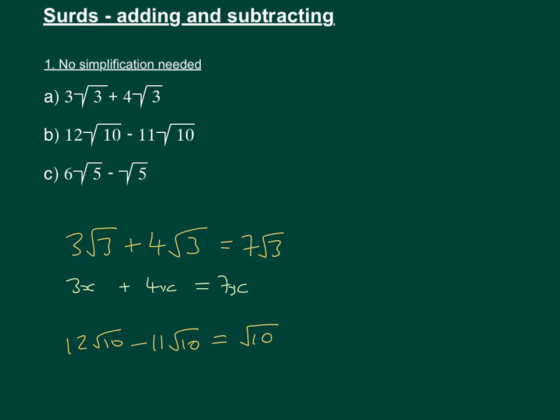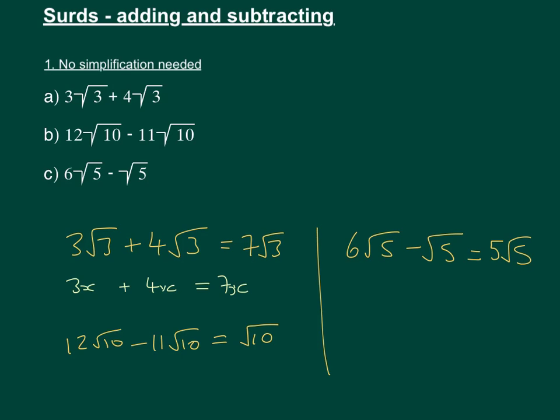And then the final example, one that throws a lot of students sometimes, 6 root 5 minus root 5. Lots of people might give an answer of 6 here, but what we're actually doing is 6 root 5 minus 1 root 5, which leaves us with 5 root 5, because we had 6 lots of root 5 here. We're taking away 1 lot of root 5, which leaves us with 5 root 5.